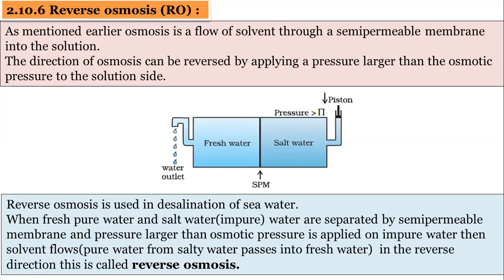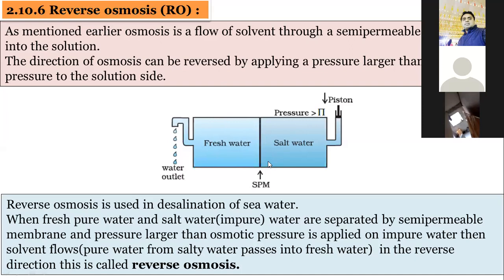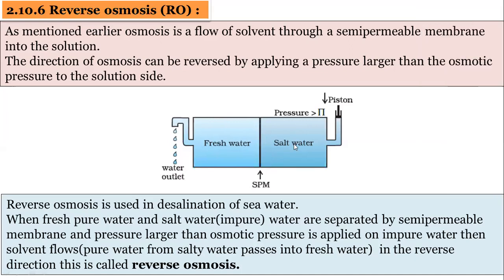And this reverse osmosis method is used for water purification, water filtration. This RO plant is used for the desalination of seawater or bore water. If borewell water is there, for the purification of borewell water, this reverse osmosis filter is preferred. What is the role of this reverse osmosis? When the excess pressure is applied to this solution side, what will happen? From the salt water, only the pure water will enter the fresh water and automatically it will be purified. So this is the concept of reverse osmosis.